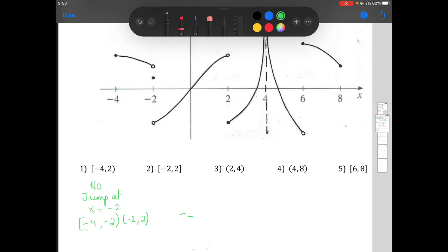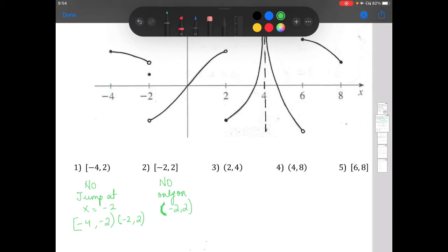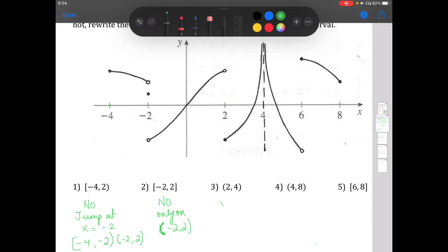Okay, so the next interval they're asking us is from -2 to 2. It's over this open interval. It is actually continuous over the open interval. So, oh no, it's continuous only on the open interval, not the closed interval, because there are holes, right? Now 2 to 4, that's good. 2 is open to 4, which is actually right. Do you see that? From 2 to 4, it is a smooth curve.